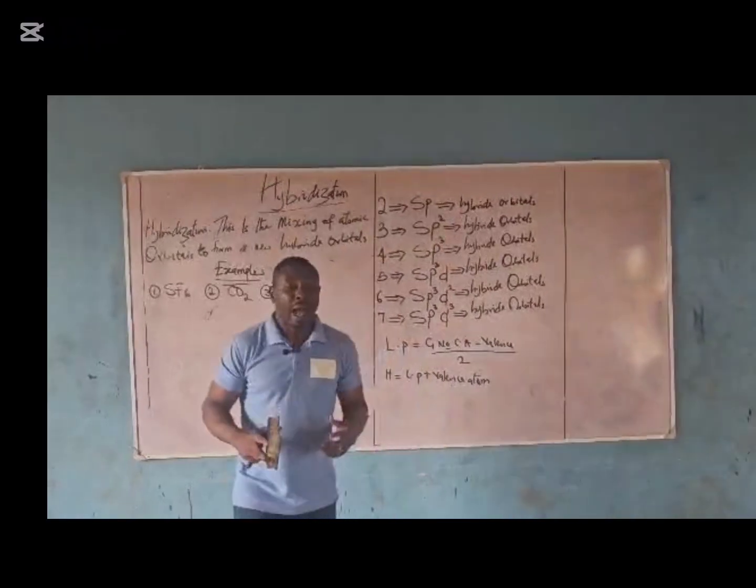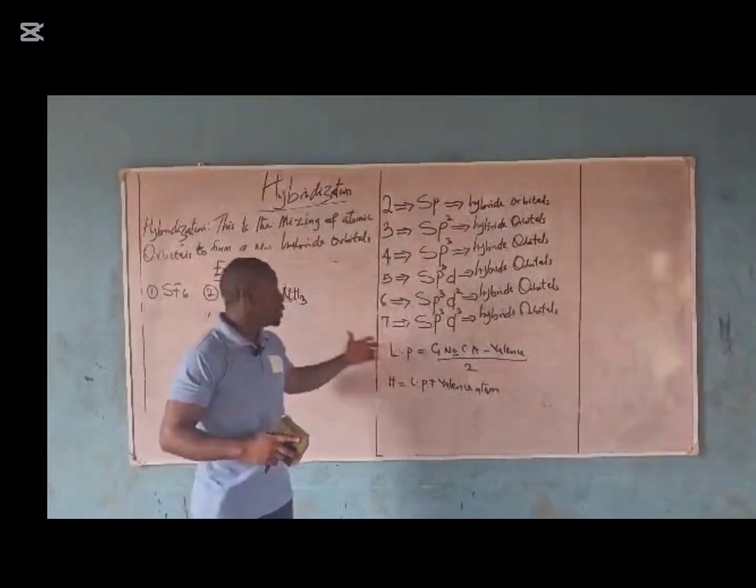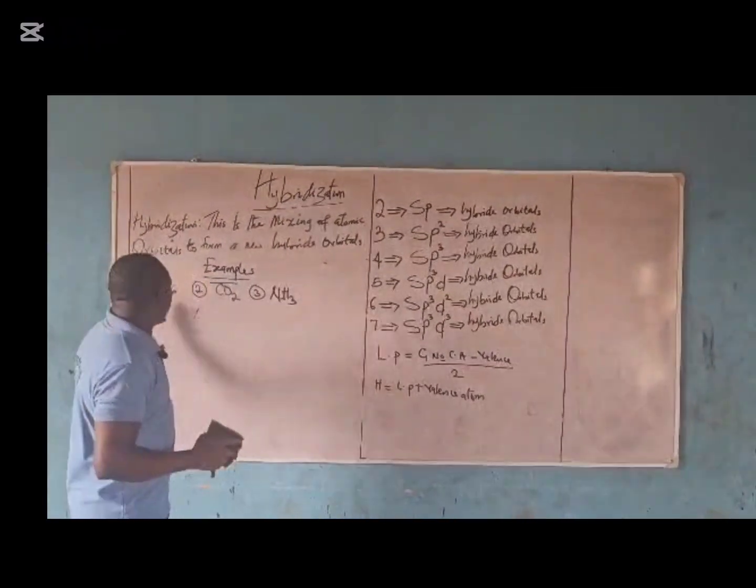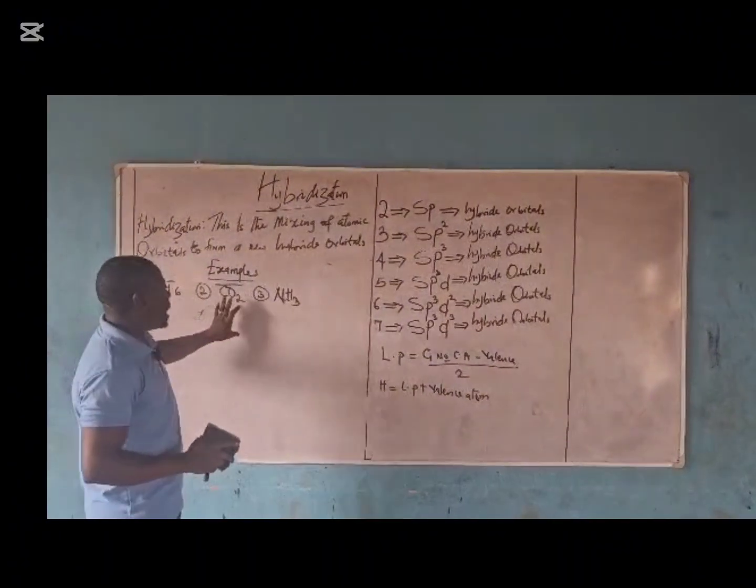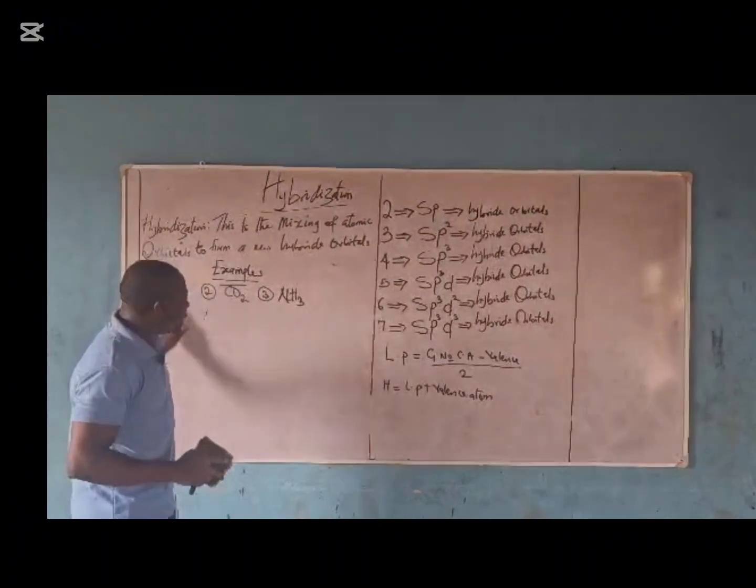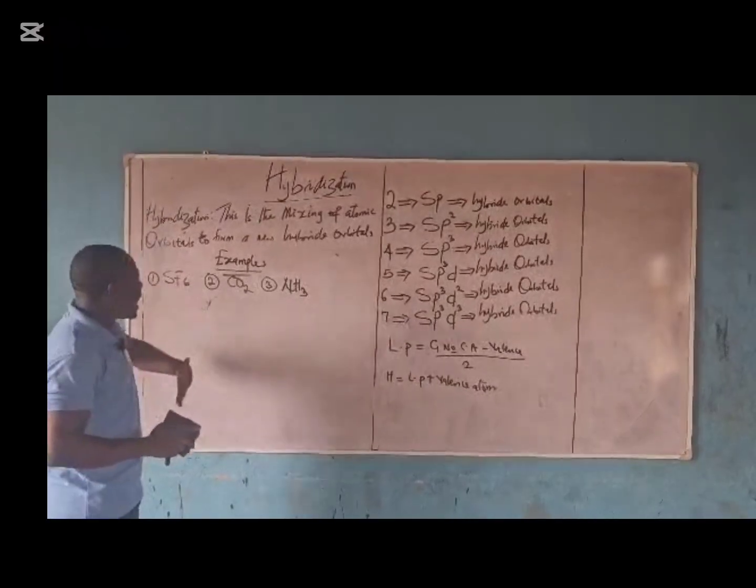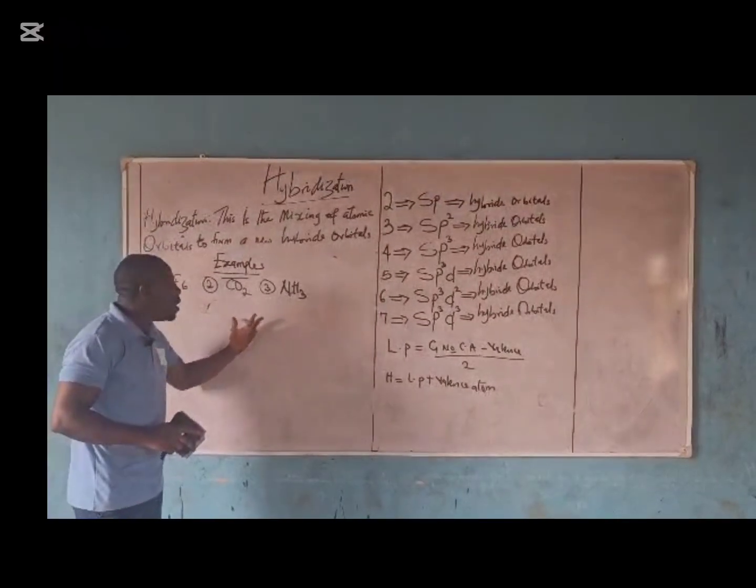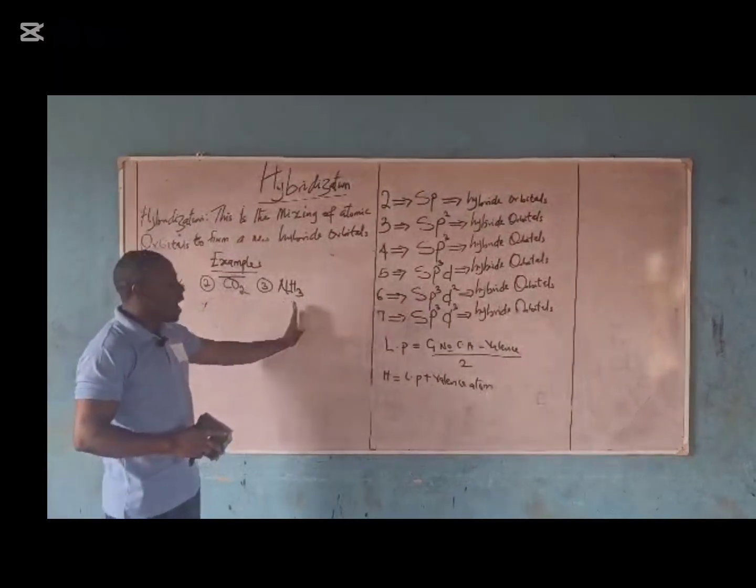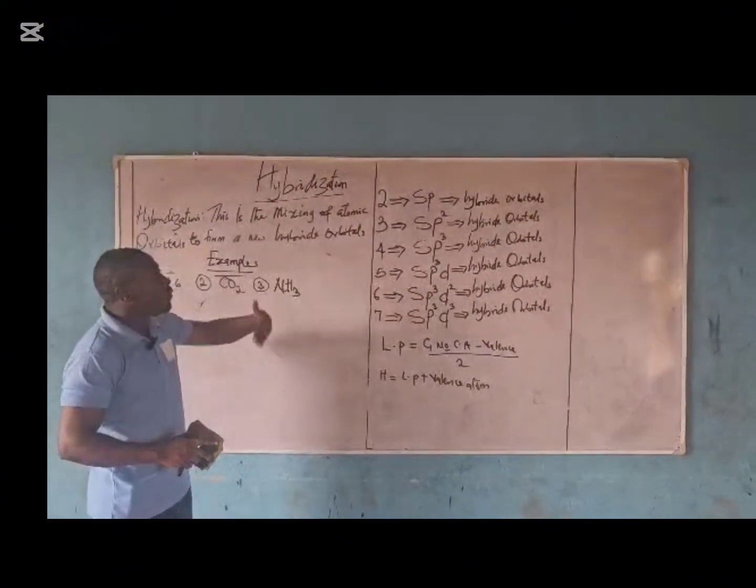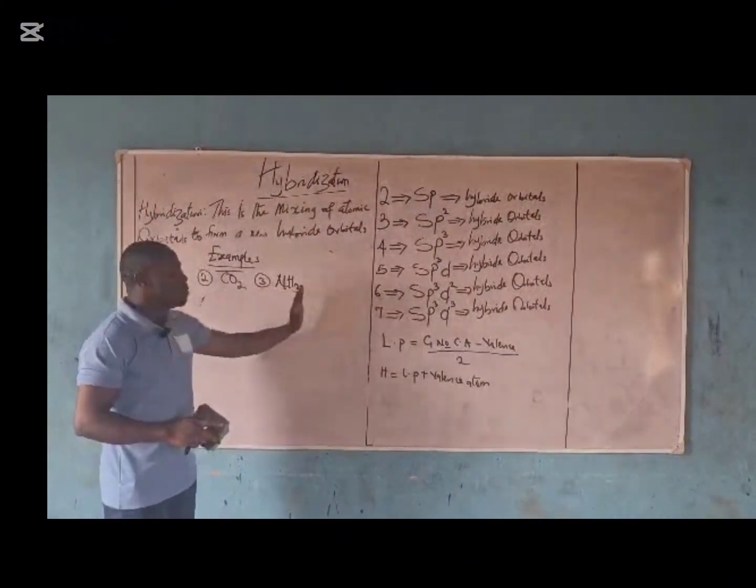All right, I have a few examples here to do. So let's determine the hybrid of these molecules. We have the SF6, sulfur hexafluoride. We have carbon dioxide, and we have ammonia. So let's look for the hybrid of these molecules.